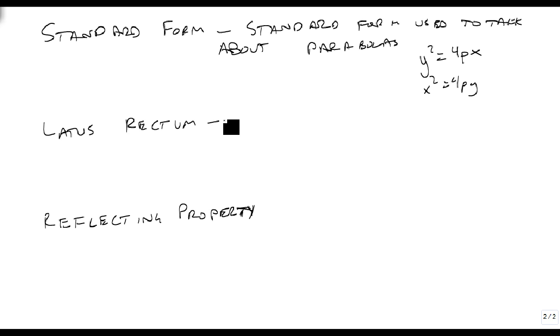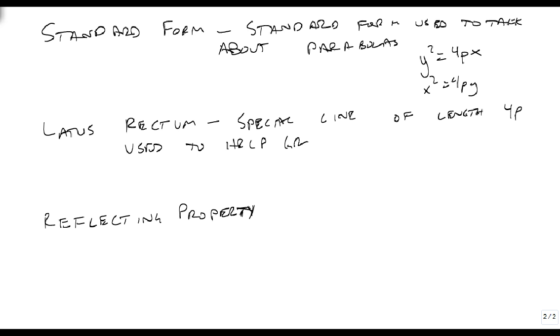The latus rectum is a special line of length 4p, 2p to either side, used to help graph parabolas. And we'll talk more about the latus rectum in a little bit.